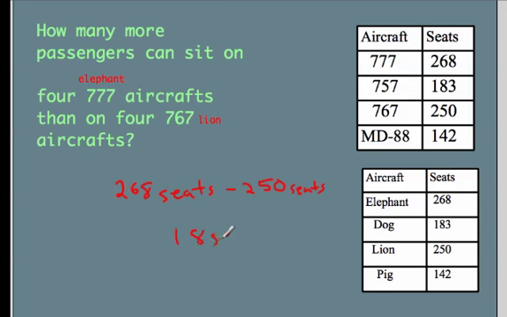But we're not done there, because it says there are 4 of these aircrafts. So 4 elephants and 4 lions. If that's the case, that means we were multiplying this whole thing at the beginning by 4. So we've got to multiply this by 4: 4 times 18, and that would equal, if you do the math out, 72 seats.